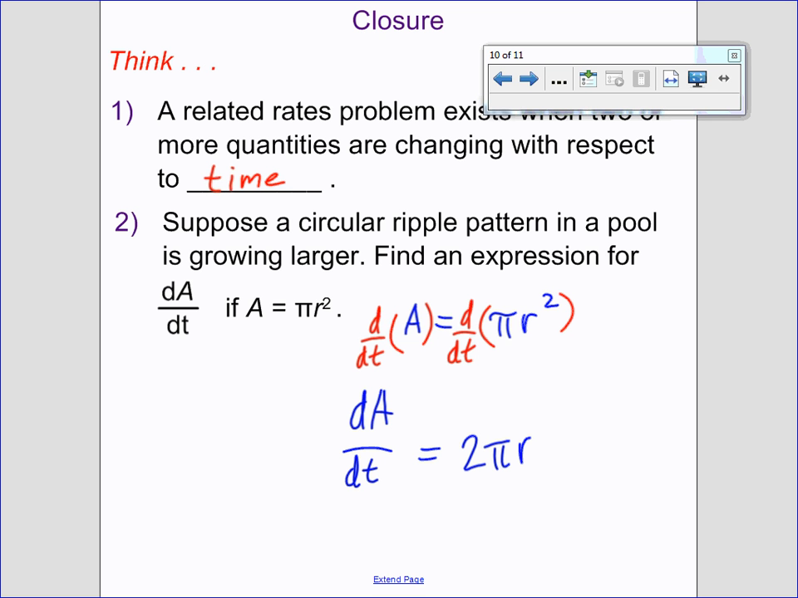dr/dt. So basically we do our same rules as before, it's just every time we differentiate a variable with respect to time, it spits out a dr/dt, a dA/dt, a dx/dt, a d theta/dt. Awesome. So in this case, dA/dt is given by 2 pi r dr/dt. Now we can determine, if given some information, how quickly the area is increasing, at a radius of 30 centimeters or whatever. So when we're given information, we can now solve it.